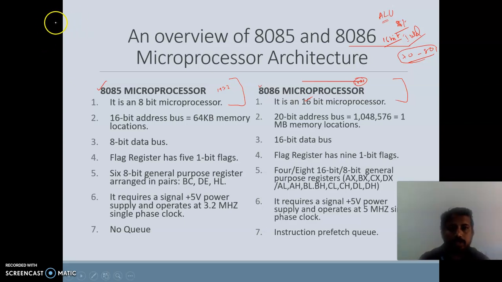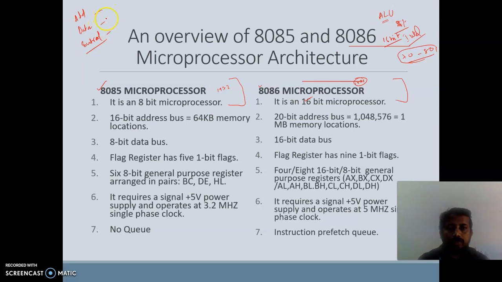The next difference, and one important thing you need to know, is that a microprocessor has three buses. A bus is nothing but a bunch of wires which is used to send or receive information. One is the address bus, the second is the data bus, and the third is the control bus. These three buses are used for different operations.